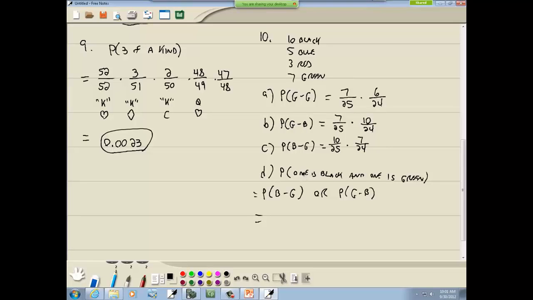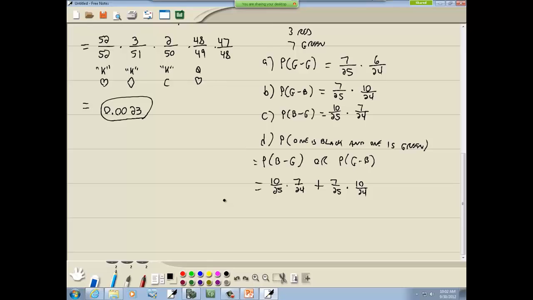Okay. Well, we actually calculated these up above. Probability of black, green is C. So that'd be 10 out of 25 times 7 out of 24. Or, in addition, is plus. And then we did this in B. Probability of green and then black. So it'd be 7 out of 25 times 10 out of 24. And those would be your answers.